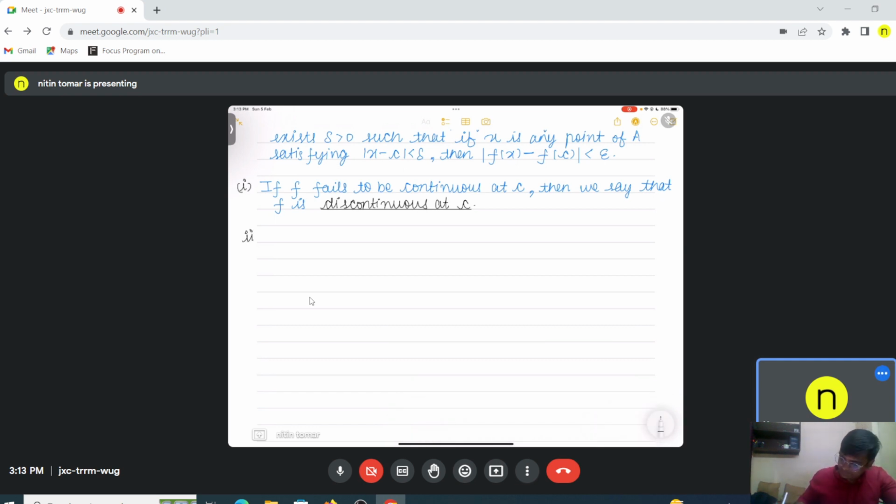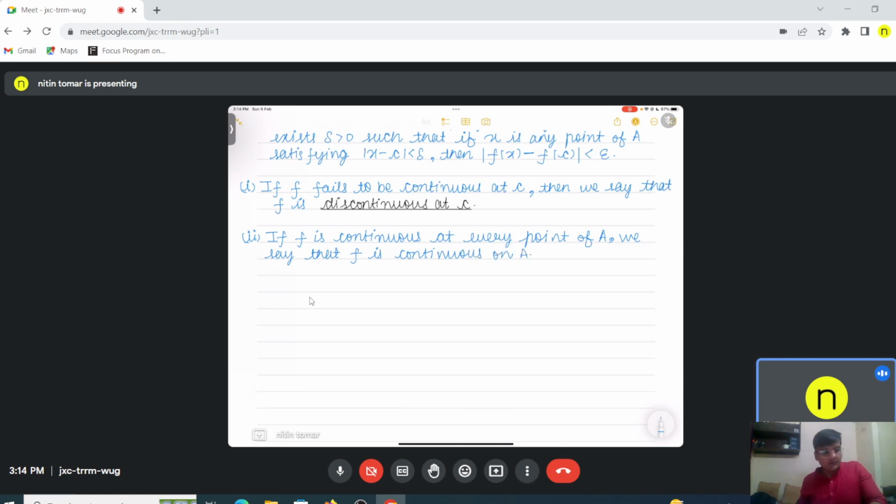Second point being, if f is continuous at every point of A, we say that f is continuous on A.